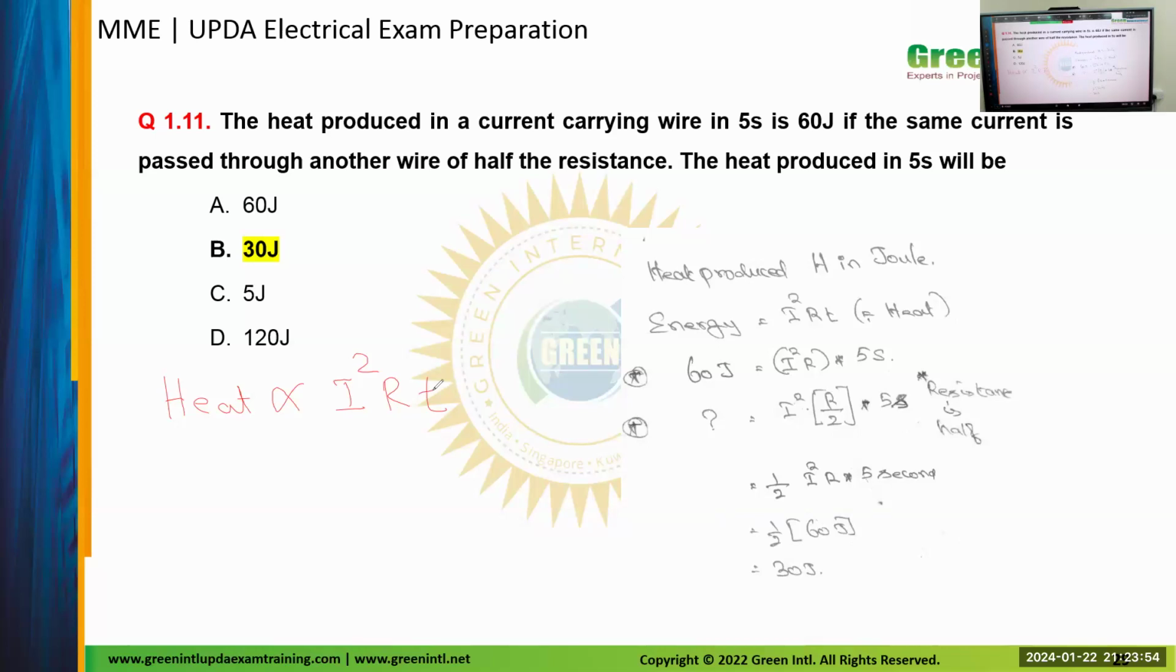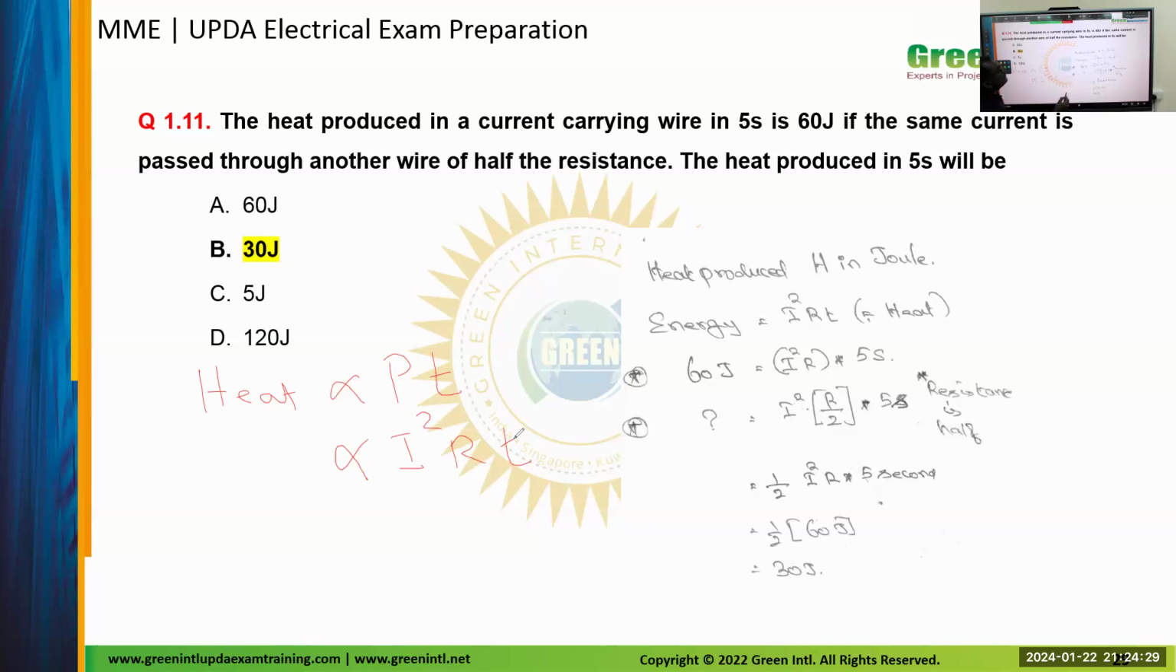Electrical energy is equal to power into time taken, so it is directly proportional to power into time. What is the formula for the power? VI, I square R, V square by R. Here I use I square R because the given data is in terms of current and resistance. So heat is directly proportional to current square, resistance, and time taken.